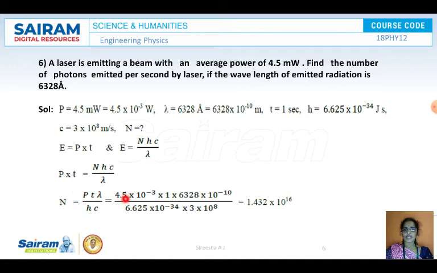All the values: P is given. Time is 1 second. Lambda is 6328 into 10 to the power of minus 10. And H is a constant, C is a constant. Substitute the values and get the answer. So this is the value of N we are seeing. Previously we have seen the value of wavelength.